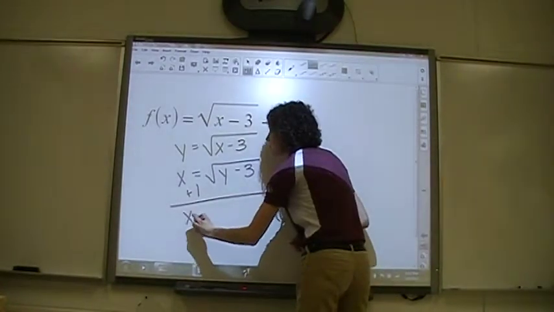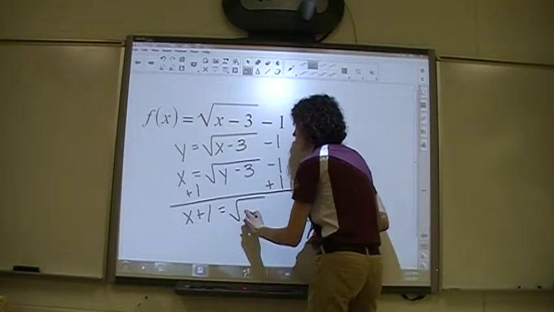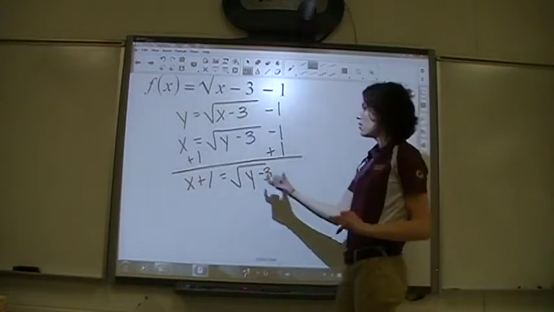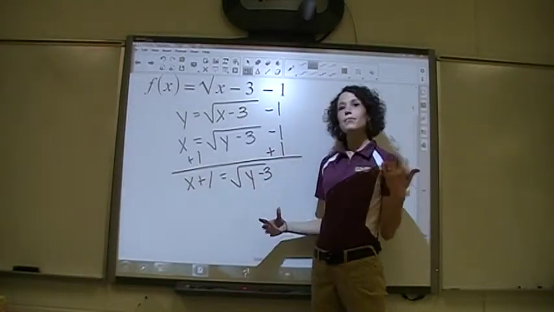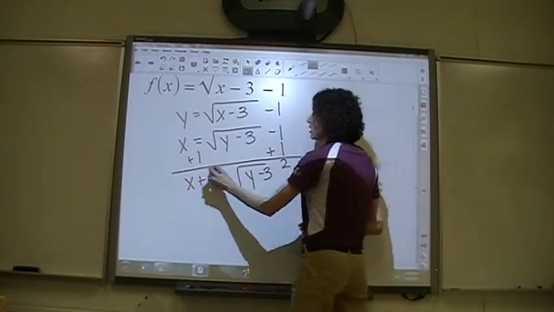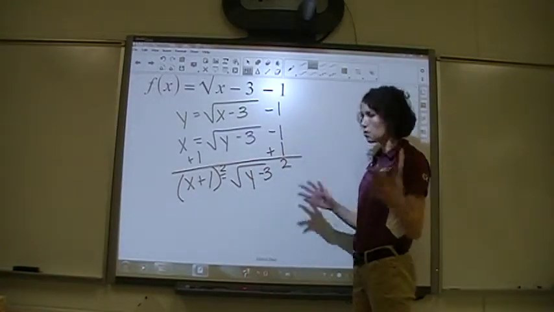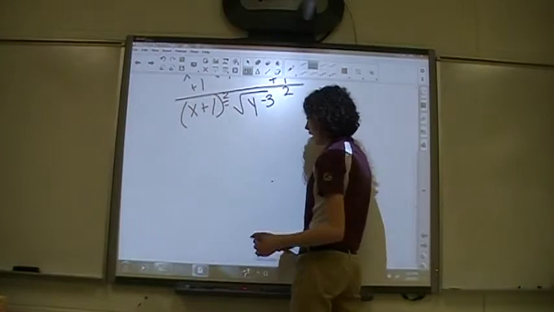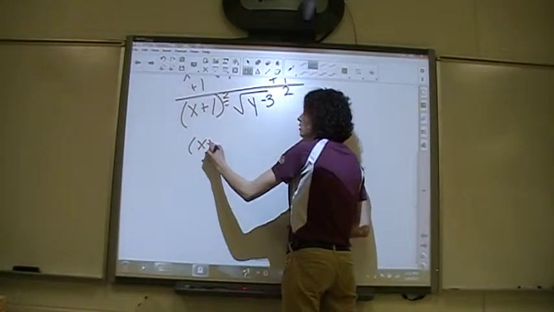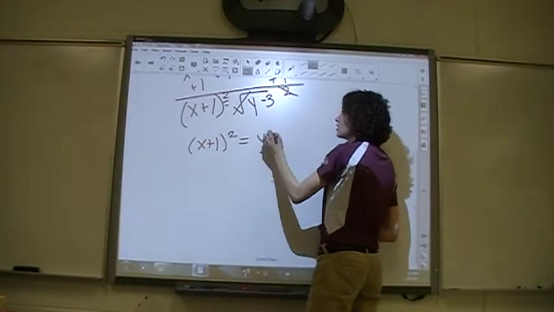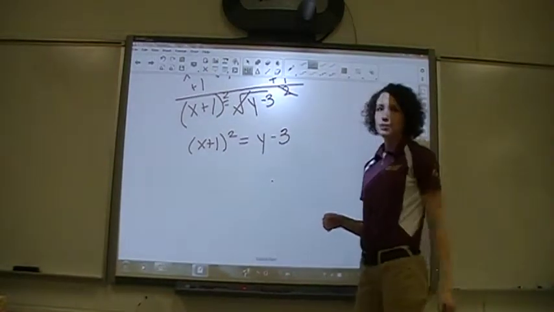So I have x plus 1 equals the square root of y minus 3. Now, because we have that radical by itself, I want to figure out how to get rid of that radical, and you square it. So we need to square both sides, and don't forget to put that x plus 1 in parentheses because you're squaring the quantity. So I really have x plus 1 squared equals, the square and the radical cancel each other out, and then we have y minus 3.